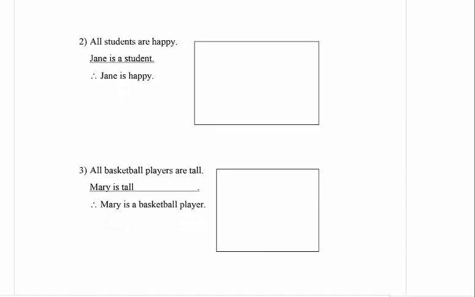Looking at number 2, all students are happy. Jane is a student. Jane is a singular person. I could put a circle, but Jane is a singular piece. But Jane has to go inside the students. There was no choice on this one. So now I say, does my conclusion here follow from my drawing? Jane is inside the happy. So this is a valid conclusion.